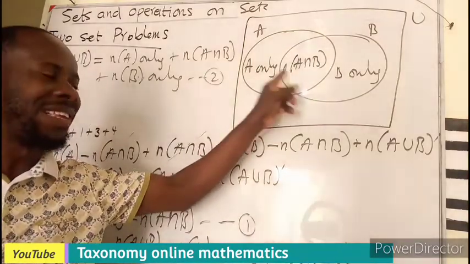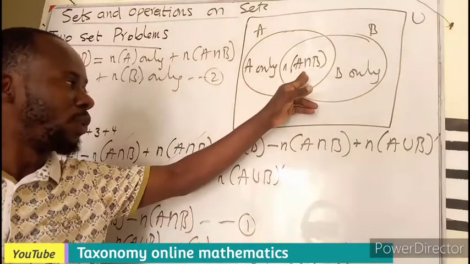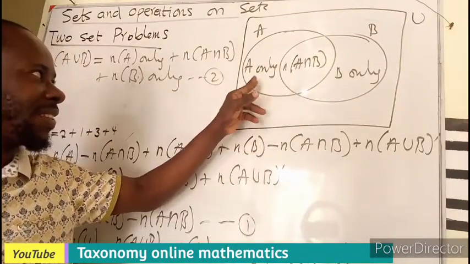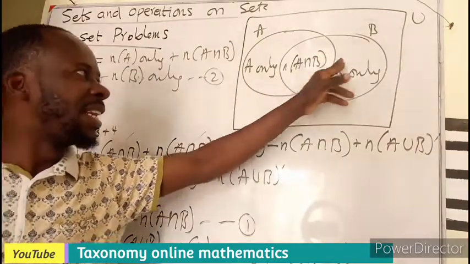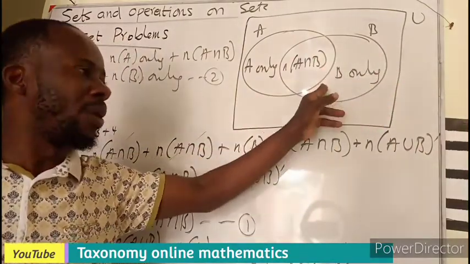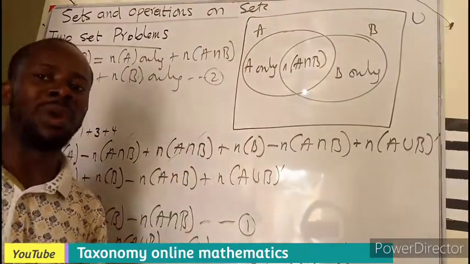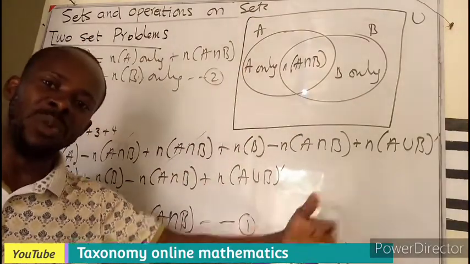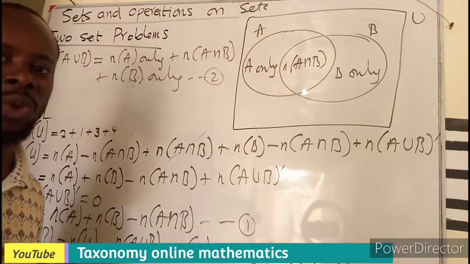Don't forget the intersection. If it is not given, we use a variable to represent it. So if we use this as x, then this region is going to be A minus the x. Then this will become B minus the x. So if the value is not given, then we leave it as an algebraic expression. Then we can perform our operation to see. So these are the formulas we are going to use.